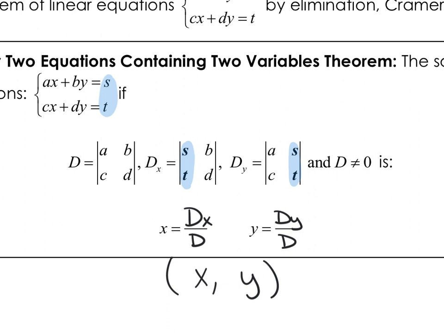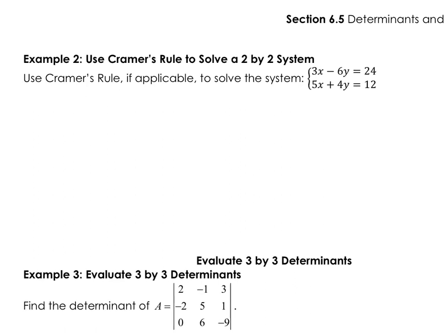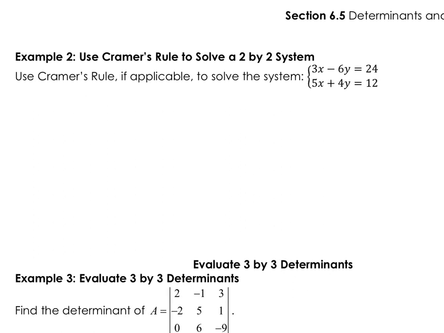Okay, let's see one of these examples in action. Again, we're still going to do a little bit by hand because 2x2 matrices, I can't help myself, it's too easy. So we're going to use Cramer's rule to solve the system. The reason it says if applicable is because we have to make sure first that the regular determinant is not zero. So we're going to find the determinant of the matrix created by 3, negative 6, 5, and 4. Where did I get those numbers from? The system. They're the coefficients of the X and the Y in the system. Do we see that?